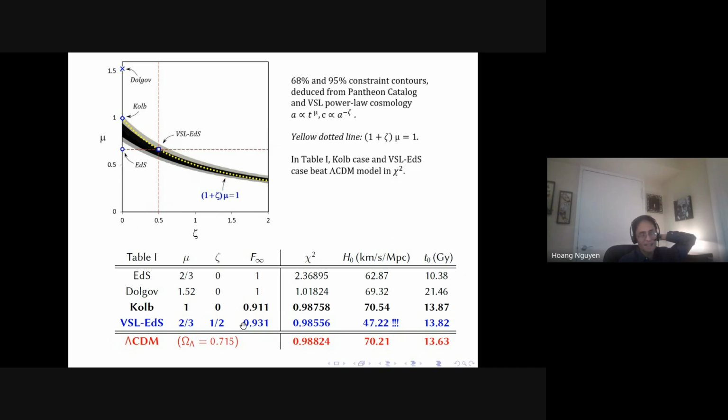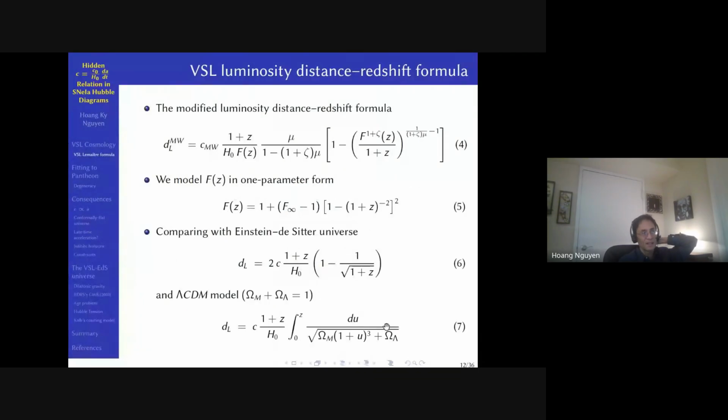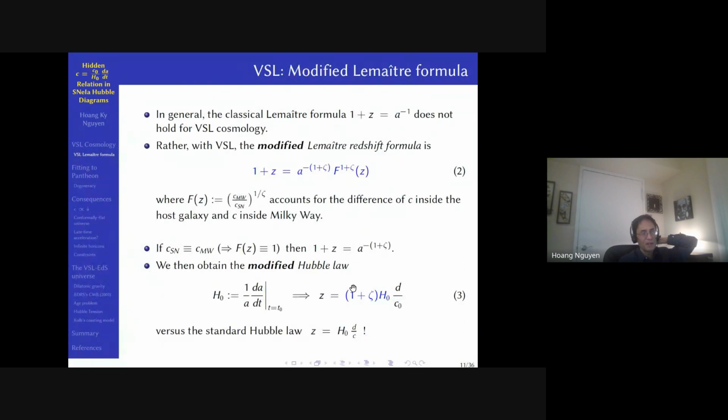But one thing striking, the x naught is now only 47 in a 70. The reason, let's go back to this, is that even though the coefficient right here, the slope of z versus v, is 70 kilometers per second per megaparsec, because zeta is 1/2, the whole thing is 3/2. So 3/2 of x naught gives you 70. That means x naught is about 47.